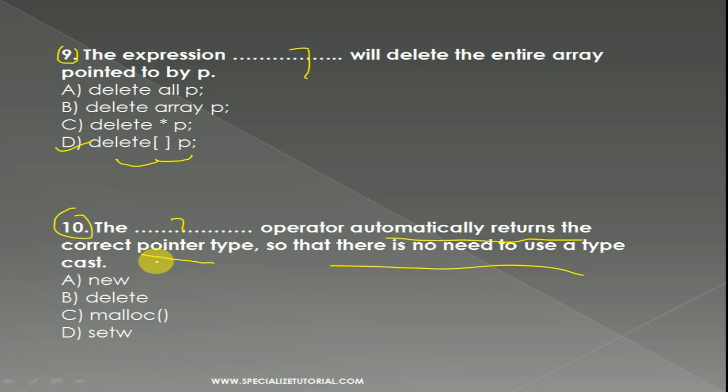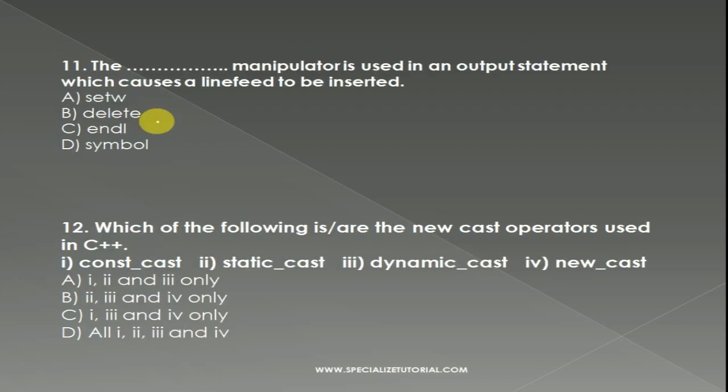Okay, so the options are new, delete, malloc, and setw. Obviously new: the new operator automatically returns the correct pointer type, so there is no need to use a type cast.